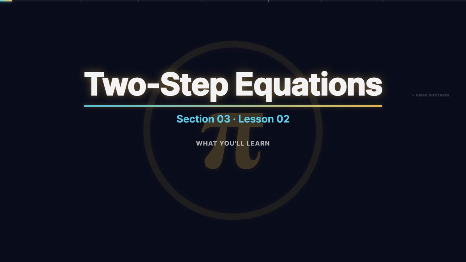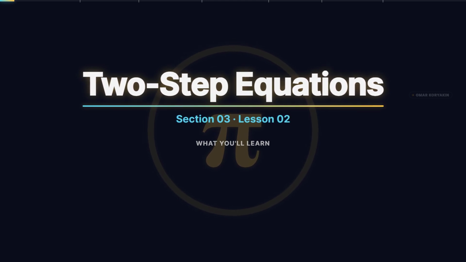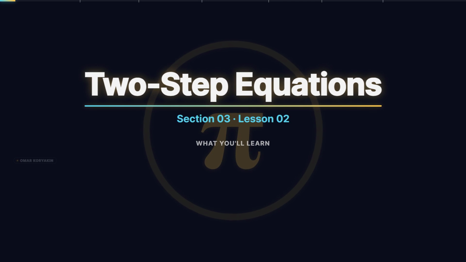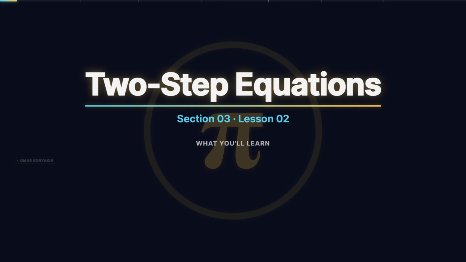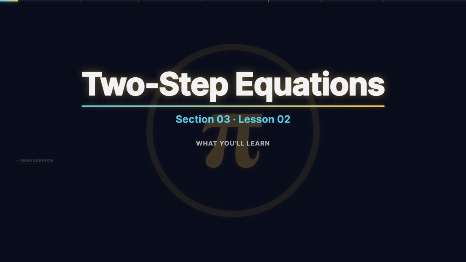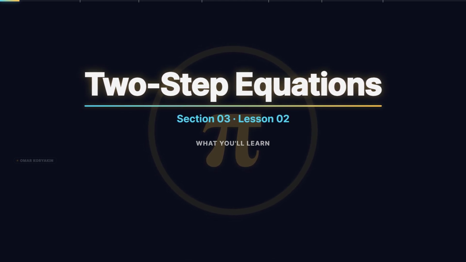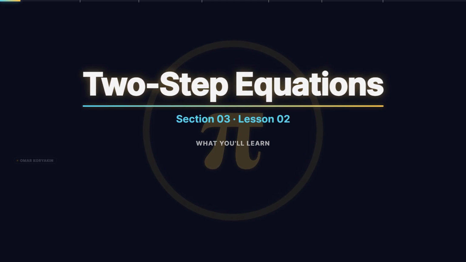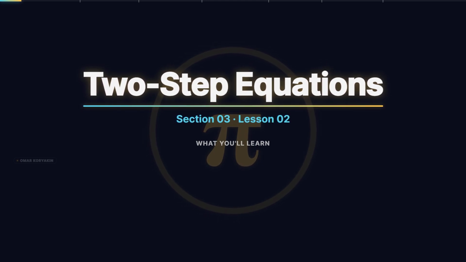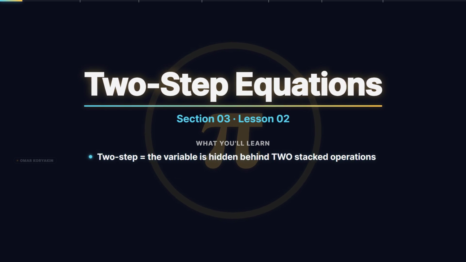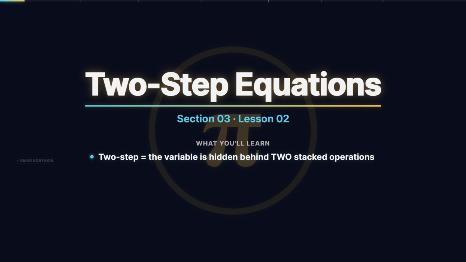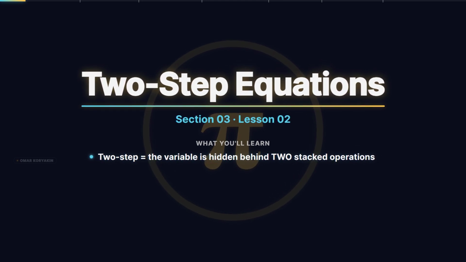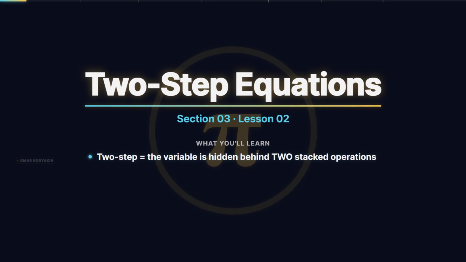The variable is hidden behind two stacked operations, and the solving procedure is exactly the same balance and inverse logic from yesterday, with one critical addition: the order in which we apply the inverse operations matters. Get the order right and the procedure feels mechanical and reliable. Get it wrong and the equation becomes harder to solve at every step. Today we lock in the reverse PEMDAS rule that determines the correct order, and we walk through two clean two-step solves to make the workflow automatic.